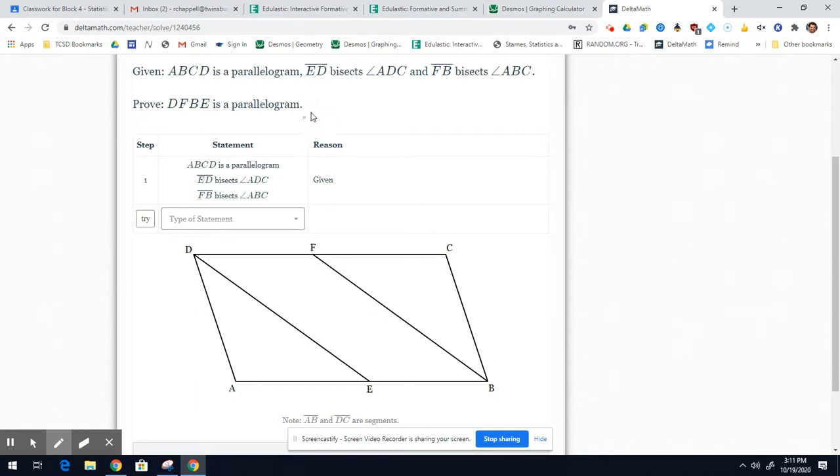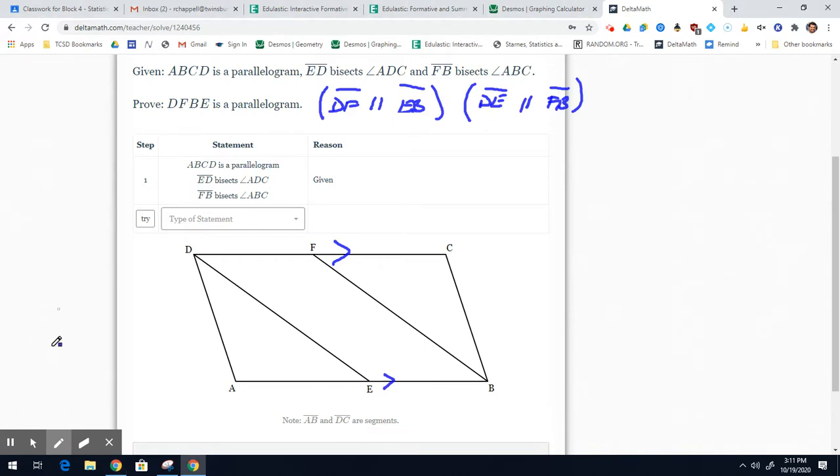So I know the ways to prove a parallelogram are to show that both pairs of opposite sides are parallel. So I need to show that DF is parallel to EB, and I need to show that DE is parallel to FB. Well, I have one of those already, okay? Because DF and EB are part of DC and AB. So because this is a parallelogram, I already know that these opposite sides are parallel. So I'll be interested to see how they let me write that in.